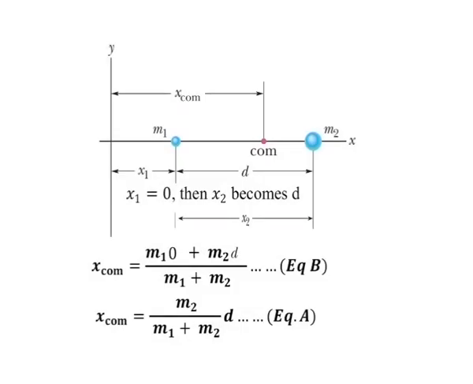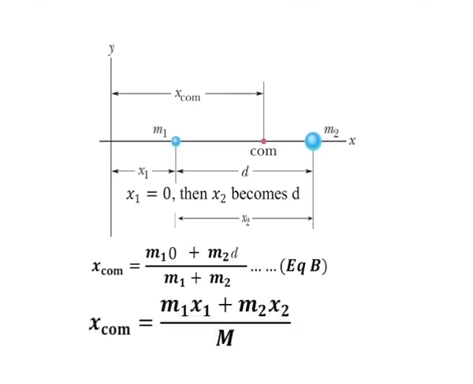Note also that in spite of the shift of coordinate system, the center of mass is still the same distance from each particle. We can rewrite equation B as x center of mass is equal to m1 into x1 plus m2 into x2 over m, in which m is the total mass of the system. Here m is equal to m1 plus m2.